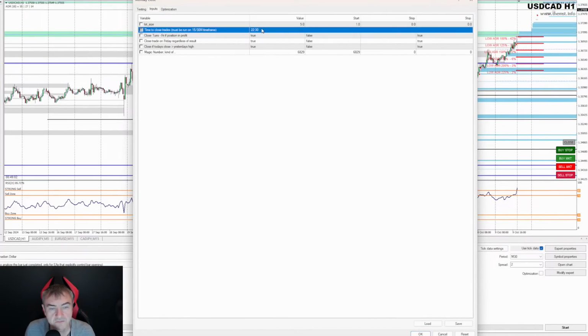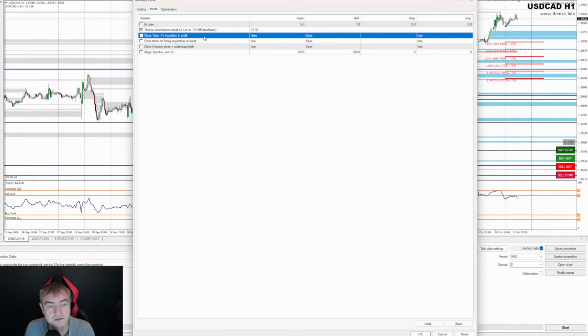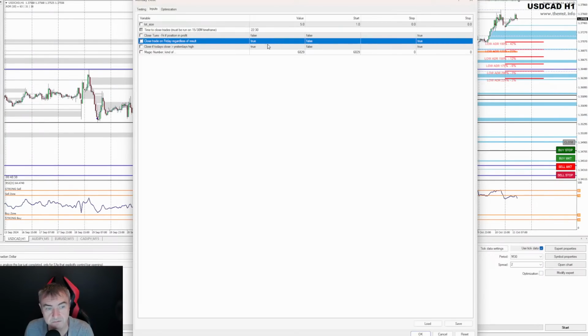Time to close trades, which I would always recommend closing before the end of the day. Usually give it a quarter of an hour, half an hour, so that you don't get possible huge spreads. The original strategy didn't have that. It was close trades on Friday regardless of the result.